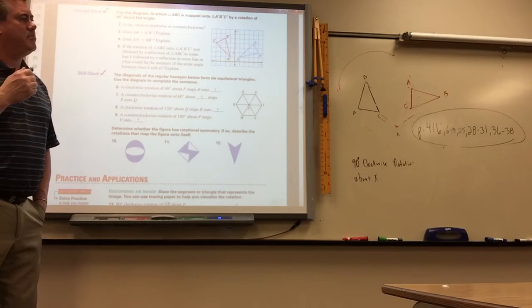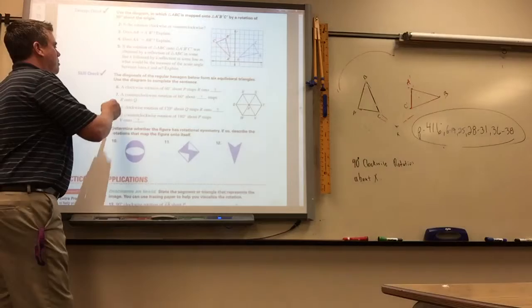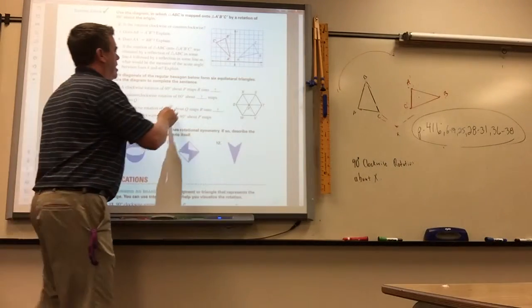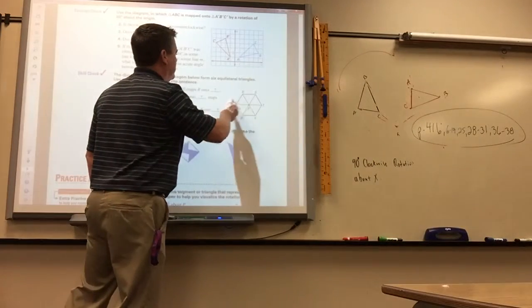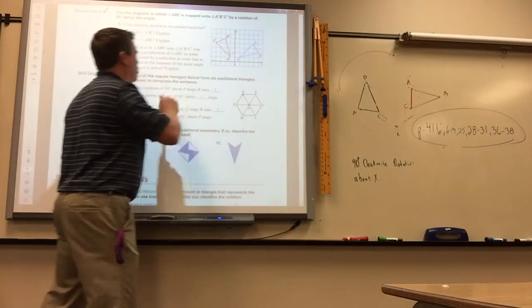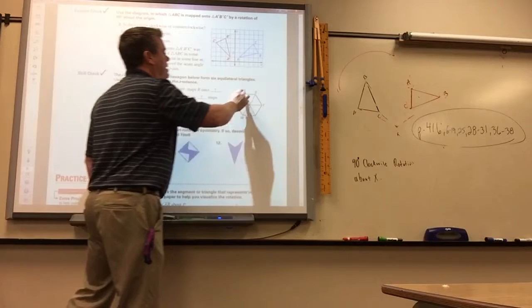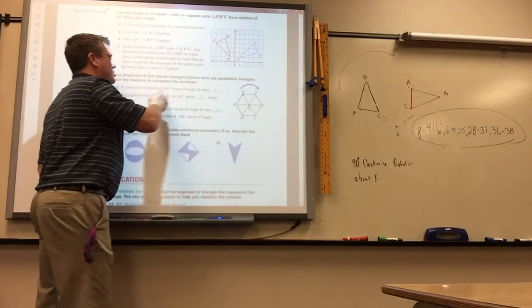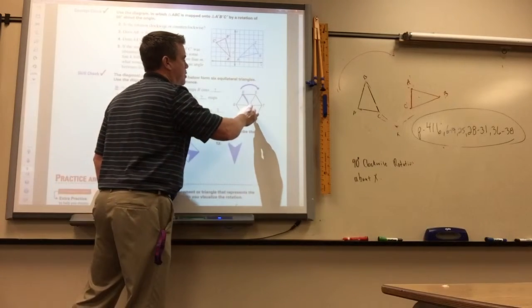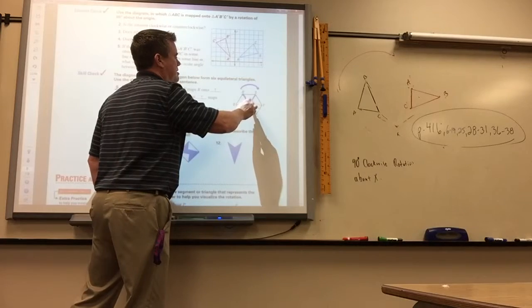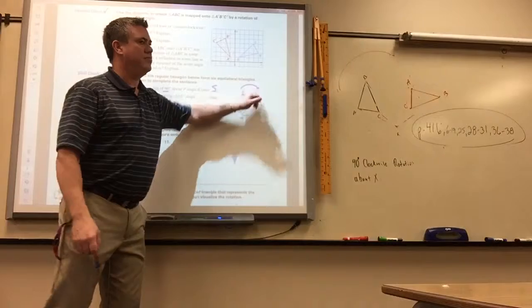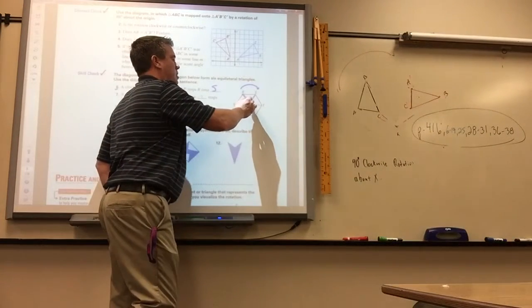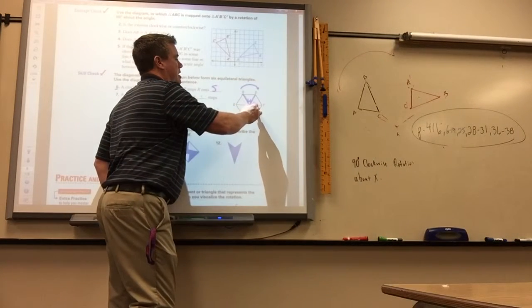For number 6, a clockwise rotation of 60 degrees about P maps R onto what? Clockwise goes this way, 60 degrees. Since this is an equilateral triangle, this would be 60 degrees. So I would map it onto S, because each of these is 60.